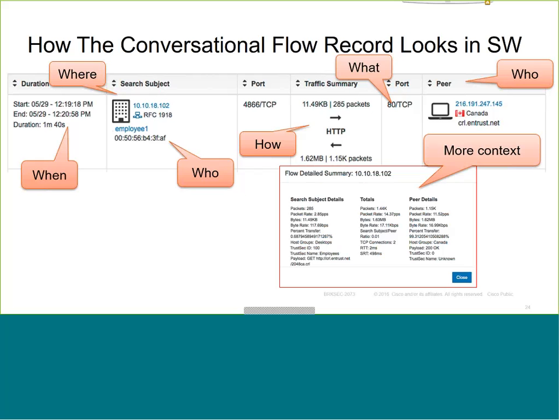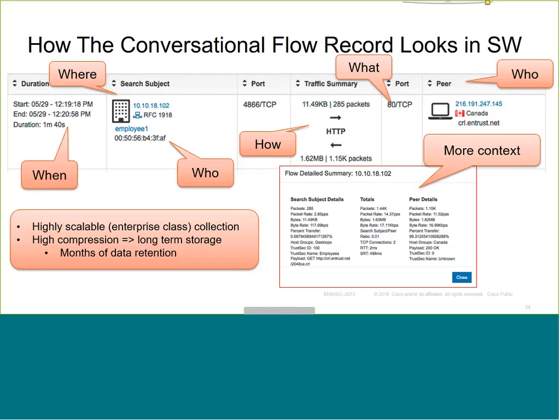You can get more context, you can pull out more details. Some of this context comes from the StealthWatch system itself, such as the host groups, which is a logical grouping of devices, which I'll talk about a bit later. The TrustSec IDs come from within NetFlow. The RTT and SRT calculations come from within the StealthWatch system based on the flow traffic and how it's worked.